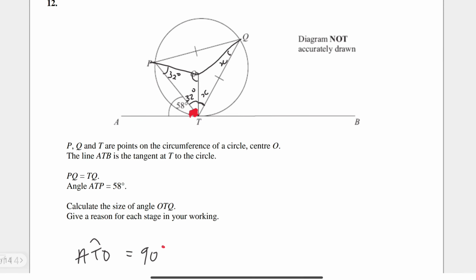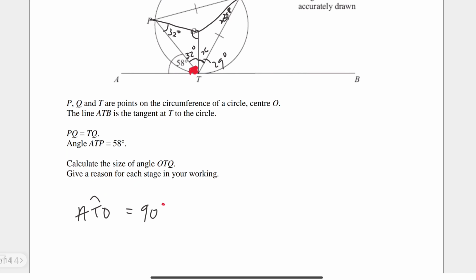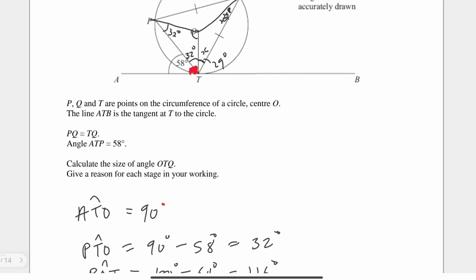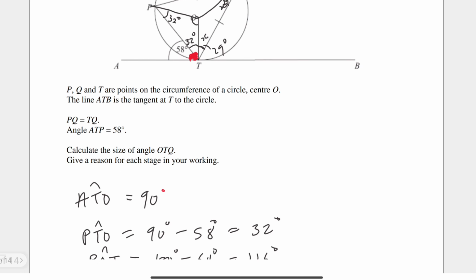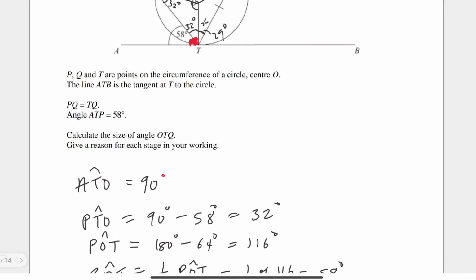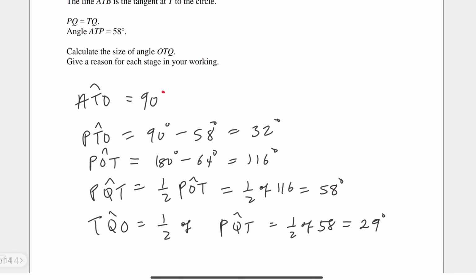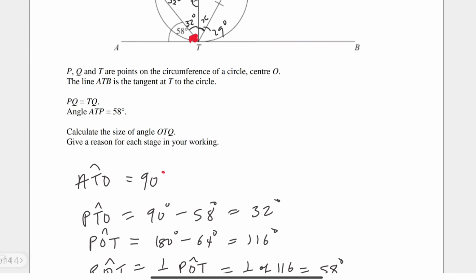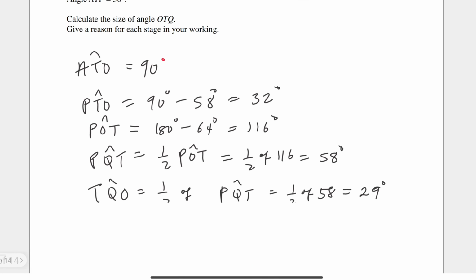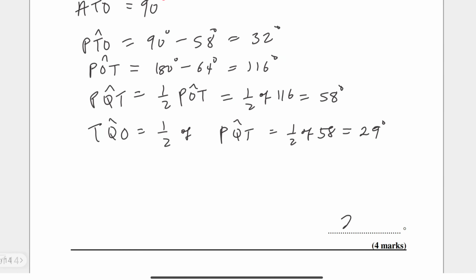So if this is 29 degrees, that implies this is also what? 29 degrees. And what is the reason for that? The base angle is always equal in an isosceles triangle. So therefore, OTQ is 29 degrees.